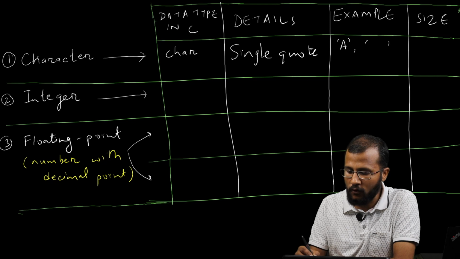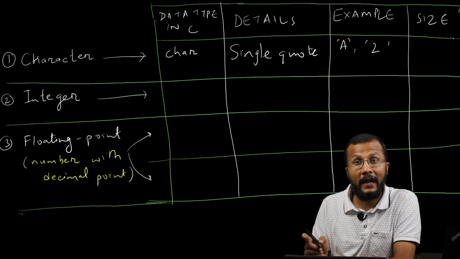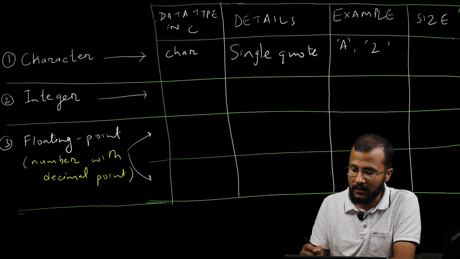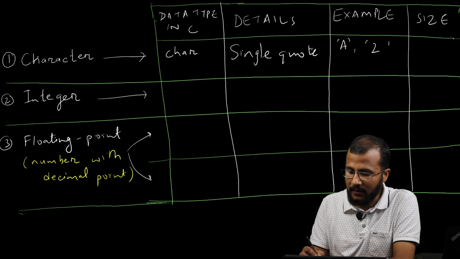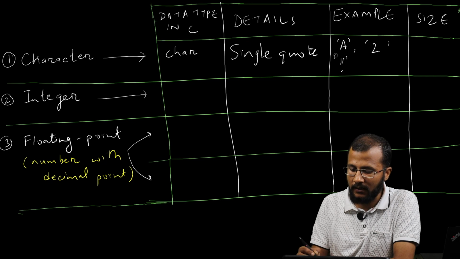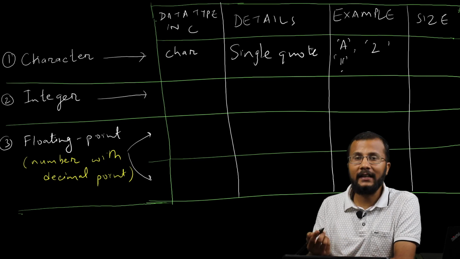Inside single quotes, if I write 2, this becomes the character 2 and not the number 2. There's a difference. Now if I want to write a character like the exclamation mark, I have to write it within single quotes like this. So it's a single character.